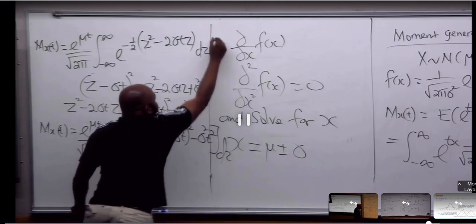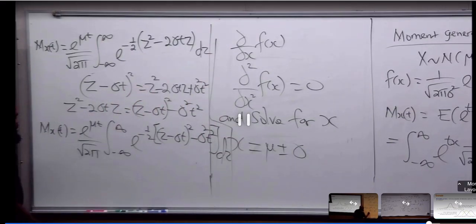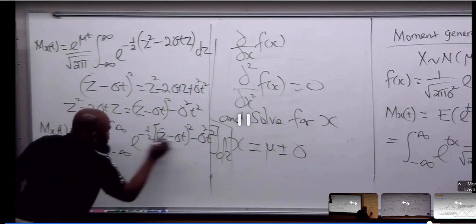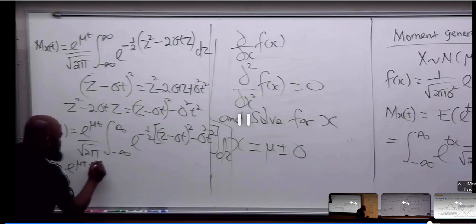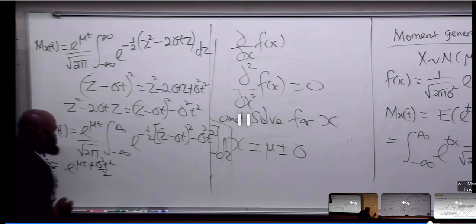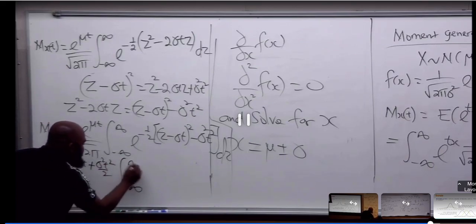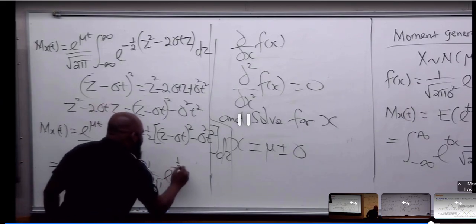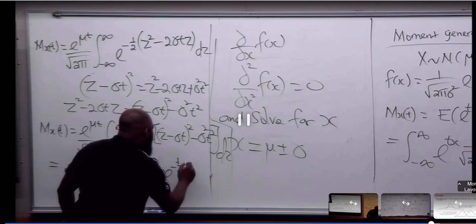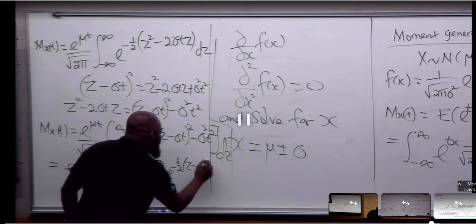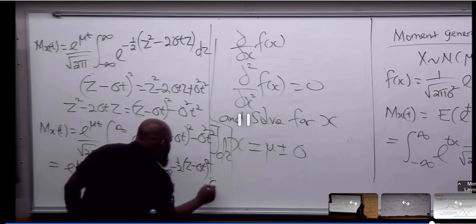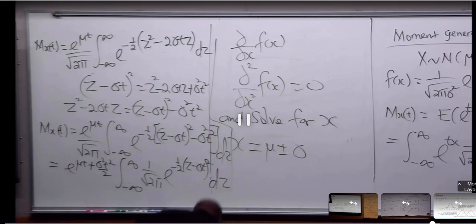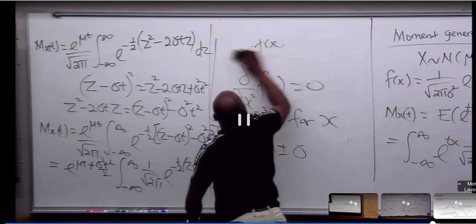Now when you take a look at this, e raised to power mu t plus sigma squared t squared over 2, then I'm going to have 1 over square root of 2 pi, exponential minus half, and here I'm only going to be left with (z minus sigma t) all squared dz. Sorry for using additional 2 minutes. I just want to finish this.